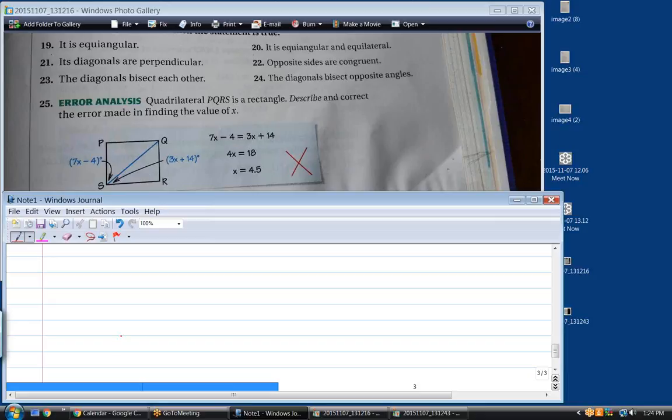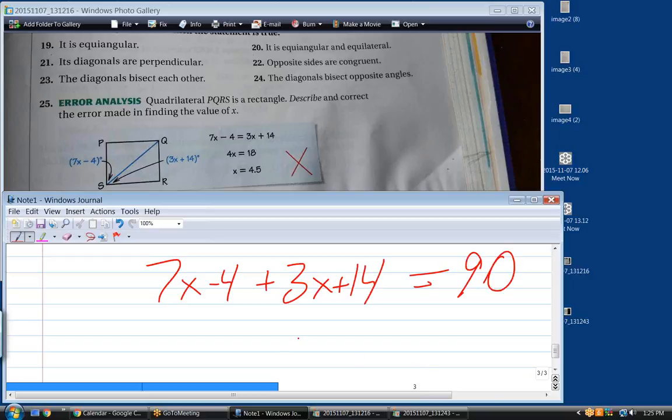So I can't assume that that angle is equal to that angle, which is the assumption they make. What I would have to say is that 7x minus 4 plus 3x plus 14 is equal to 90. And then solve that. What do I get? 10x equals 80. x equals 8.